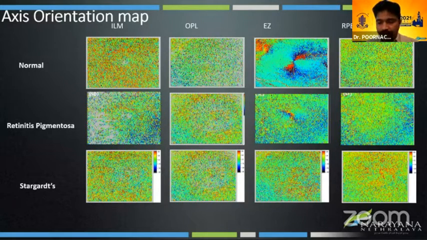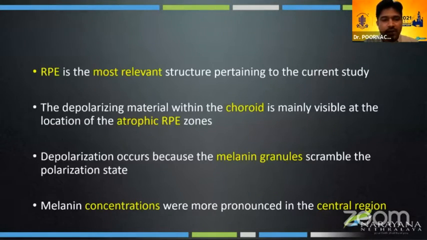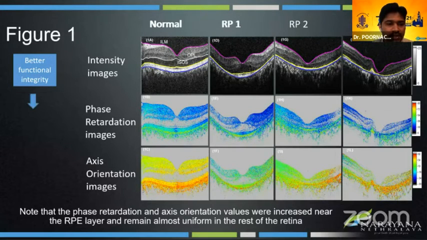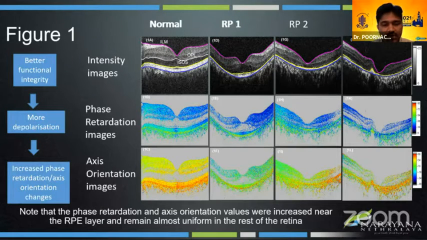So RPE is the most relevant structure for photoreceptor function under this study also, because it is a depolarizing material. If there is an RPE atrophy, depolarization can be seen in the choroid also, mainly because of melanin granules. And we all know melanin concentration is more in the central region. So if you look at the phase retardation map compared to the intensity images, the maximum depolarization is seen in the RPE layer, retinal pigment epithelium. The rest of the layers have more or less similar depolarization. So basically, if there is a better functional integrity, there will be more depolarization. So there will be increased phase retardation and axis orientation changes.